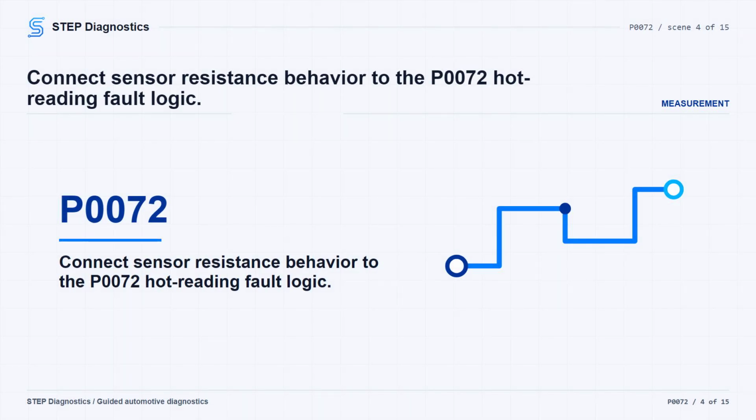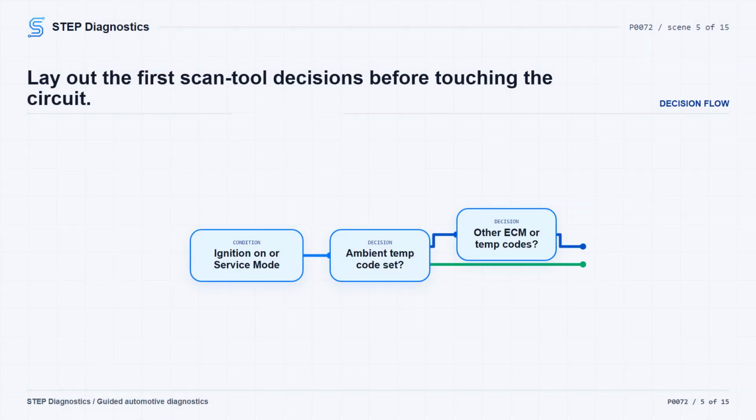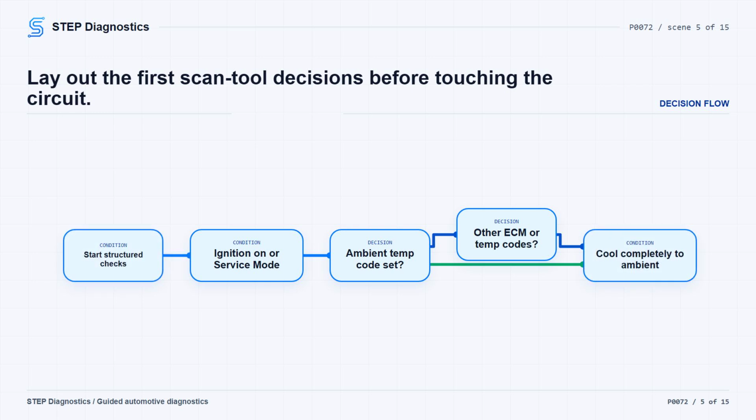For P0072, the code sets when the ECM detects the sensor signal is more than 88 degrees Celsius or 190 degrees Fahrenheit. The monitor is gated by normal operating basics: ignition on, and the 12-volt battery voltage greater than or equal to 10.2 volts. Before going into pinpoint testing, start with the basic system checks and follow a structured diagnostic approach. With ignition on, or the vehicle in service mode, first look at whether P0072 or an ambient temperature companion code is currently set. If it is set, go into circuit and system testing.